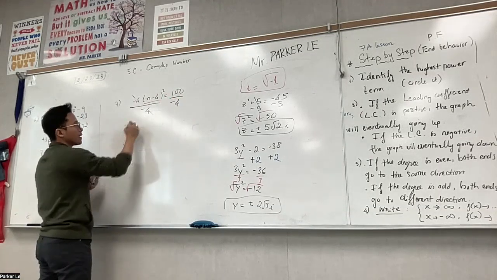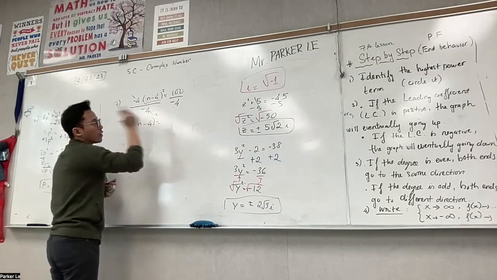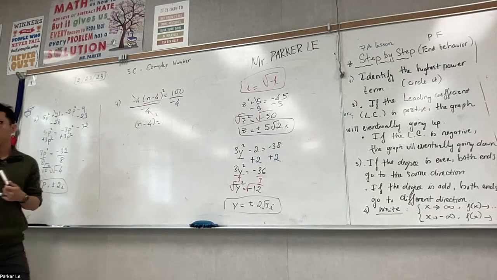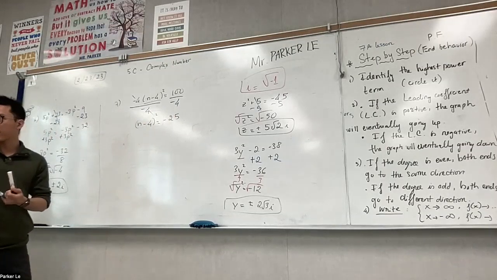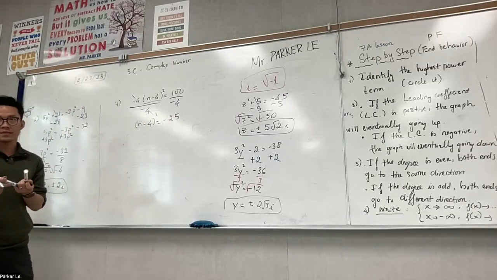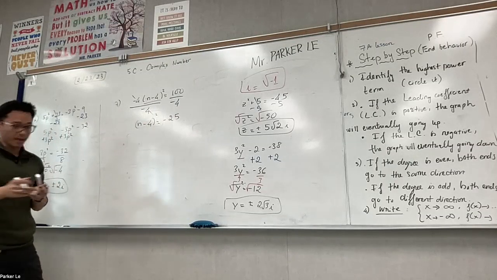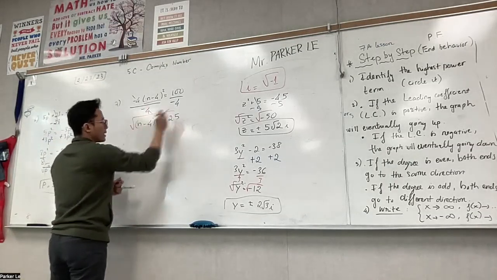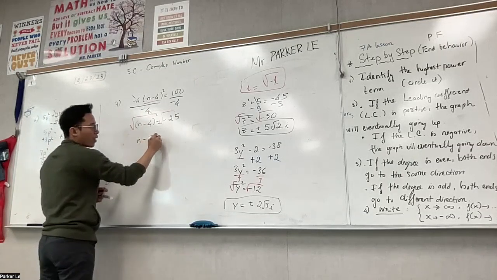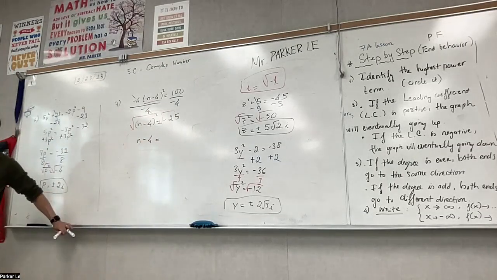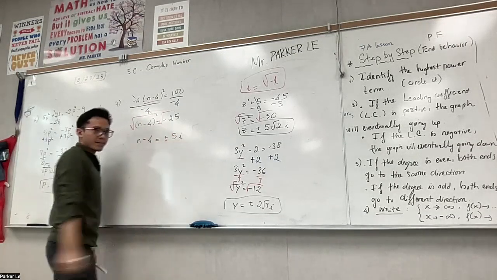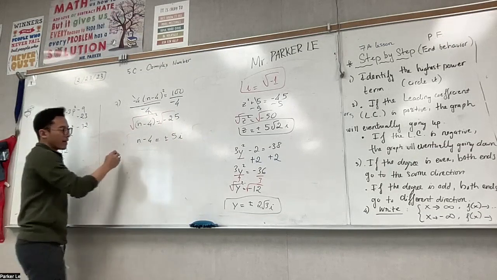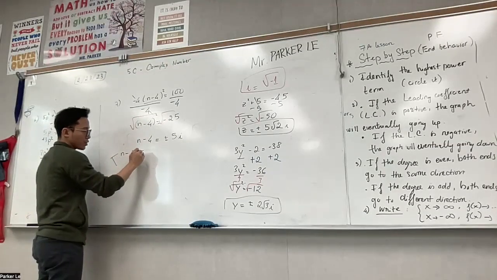Cancel out this. n minus 4 squared. What is 100 divided by negative 4? Negative 25. Now, can I take the square root now? Yes, because now this is only a square term. So I have n minus 4. What do I have on the right side? What is the square root of negative 25? Plus or minus 5i, very good. They call it plus minus. Now you have 2 solutions.